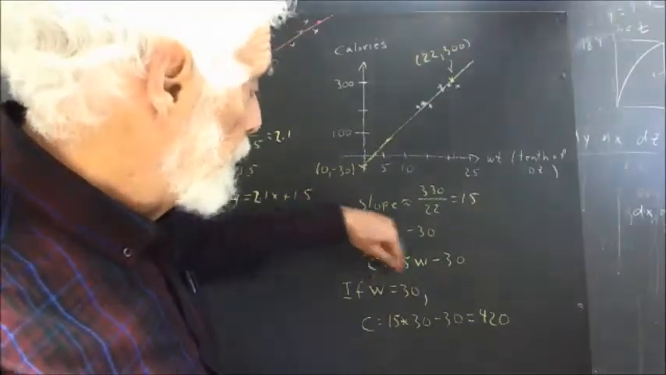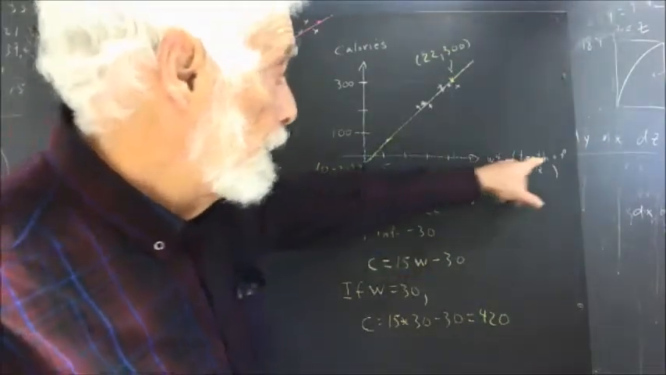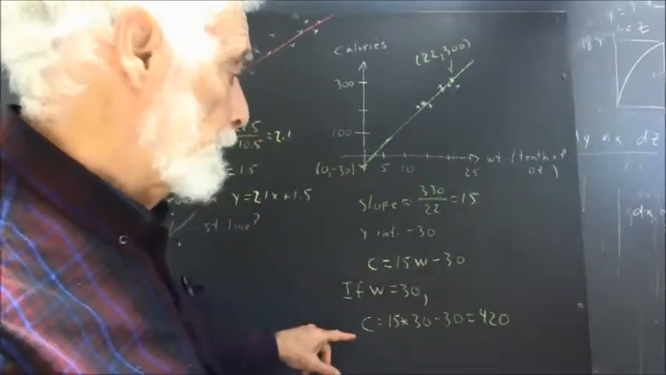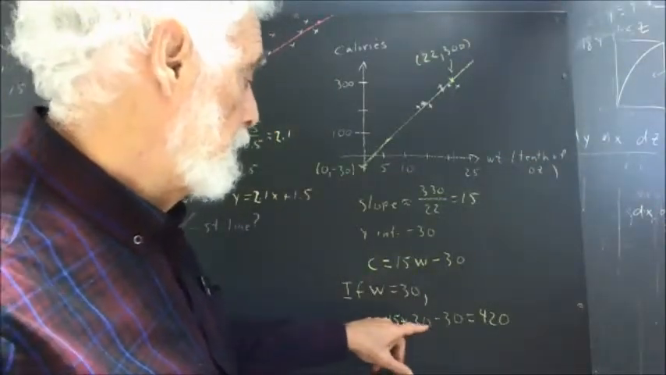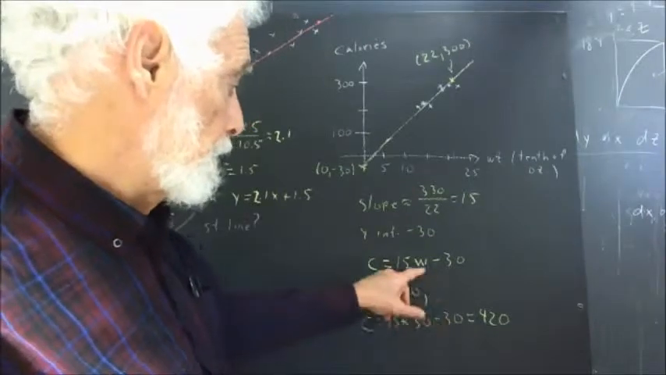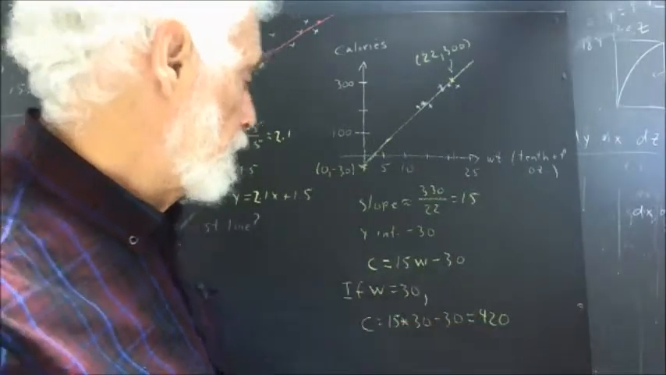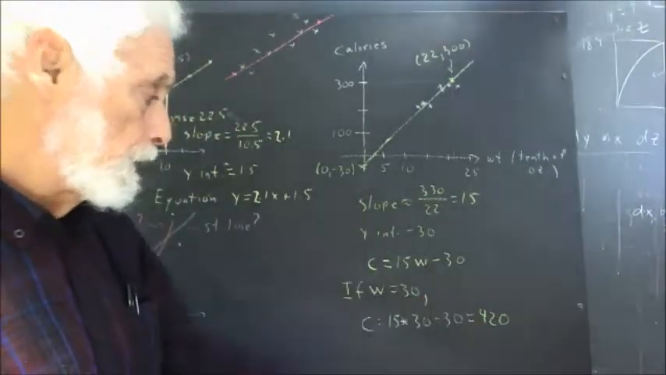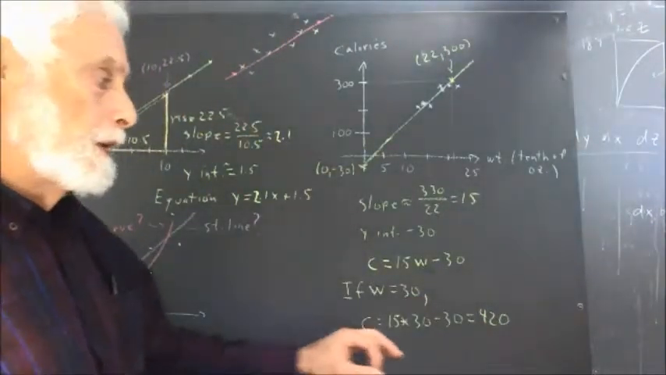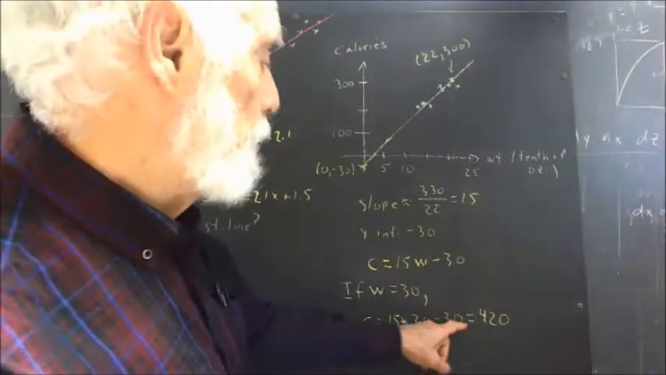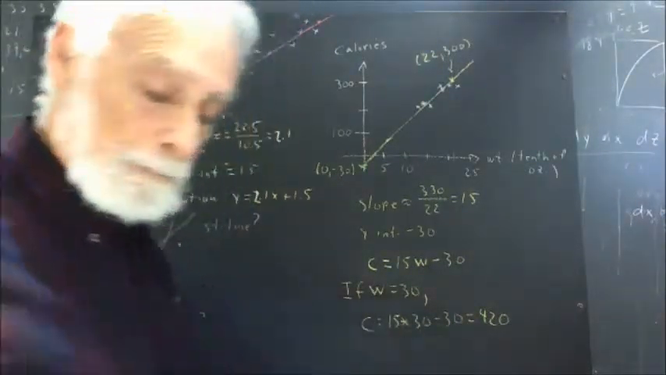Okay, so if W is 30, meaning 30/10 of an ounce, what would the number of calories be? It'd be 15 times 30 minus 30, because you plug in 30 for the W. 15 times 30 minus 30, 420. Interpretation: 420 calories in a candy bar of 30/10 of an ounce, or 3 ounces.